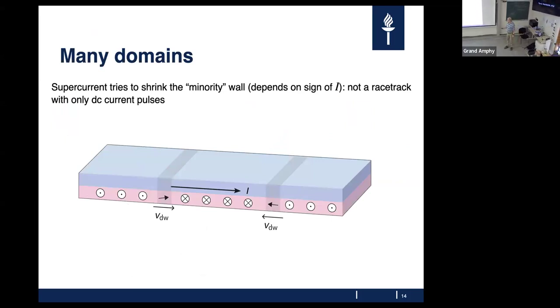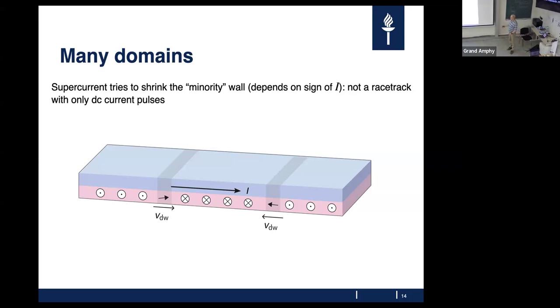Now let's consider, in the remaining time, what happens if you have multiple domains. So does it work with racetrack memory? Now let's consider that there are two domain walls. If you apply a current from left to right, this domain wall moves to the right. This domain wall moves to the left.